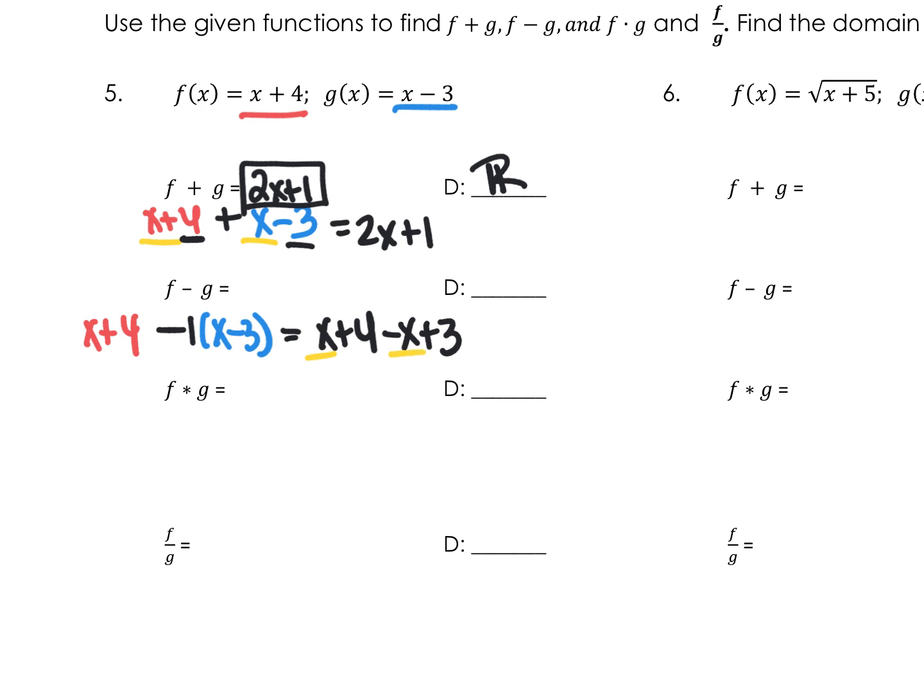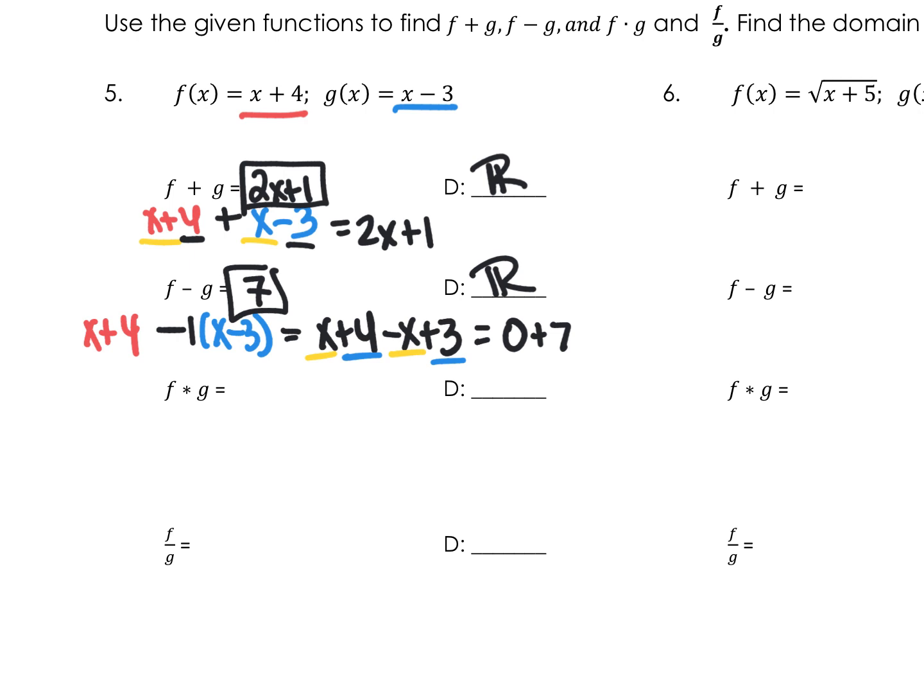Combine our like terms. First, we'll combine the x plus negative x, which will actually be 0x, or just 0. And then combine our 4 and our positive 3, so 4 plus 3 is 7. So I have 0 plus 7, which is 7. So f minus g is 7. Then we need the domain of this function. So we're looking for denominators, square roots, or square roots in the denominator. We don't have any of that, so the domain of this will be all real numbers.